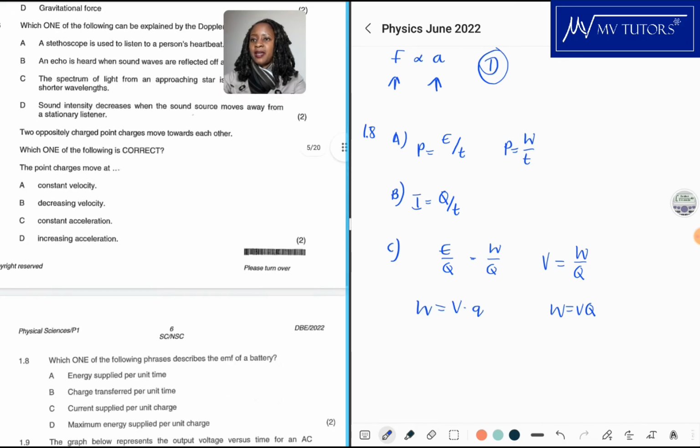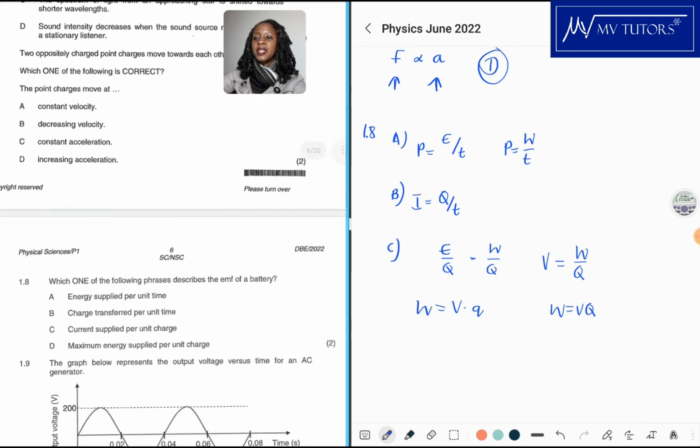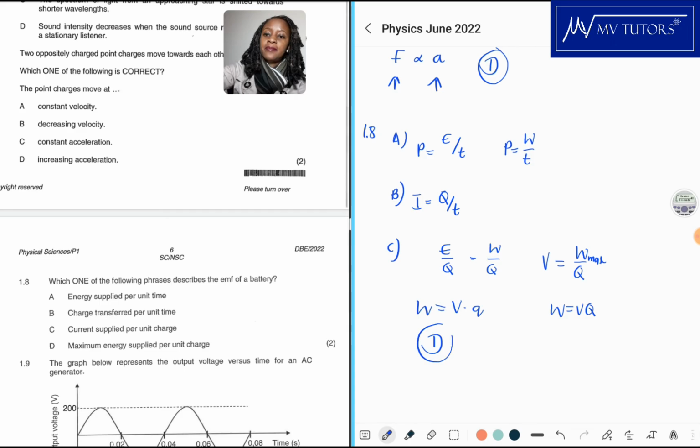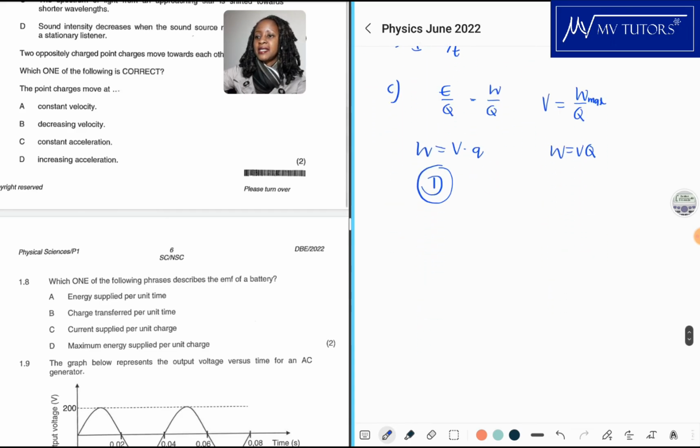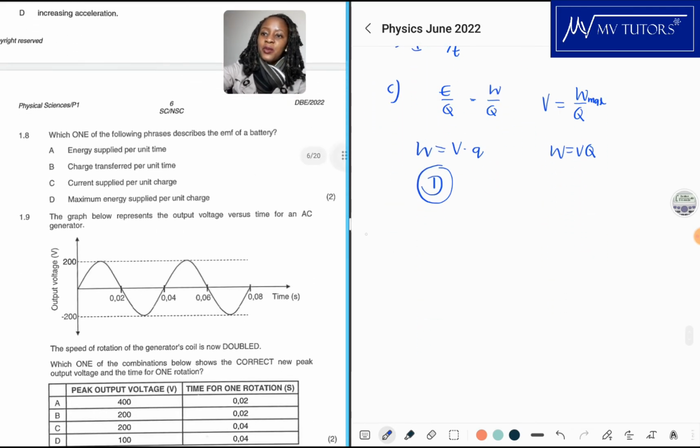Where were we? 1.8. So, maximum energy supplied per unit charge. If your work is at its maximum, then the voltage will be at its maximum, and therefore we can say that it would be the EMF of the battery. Okay, so we can go with D for 1.8. And then 1.9, we're almost there.